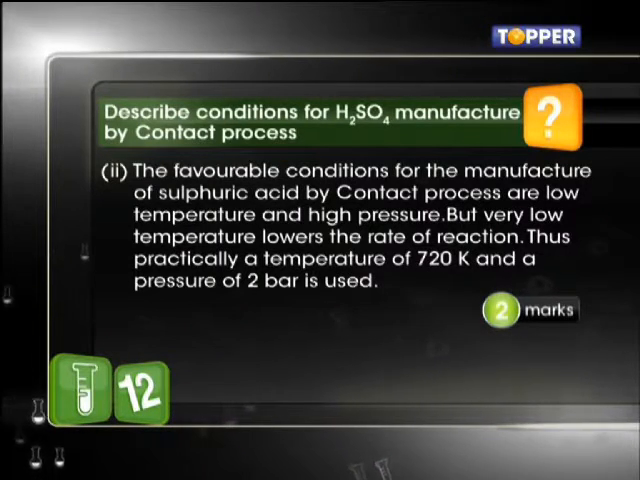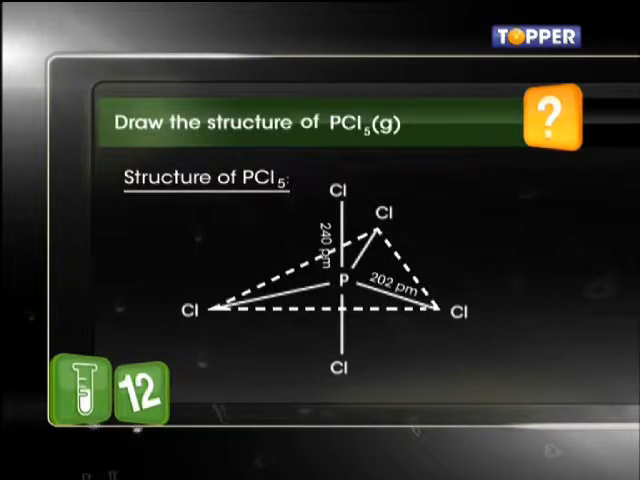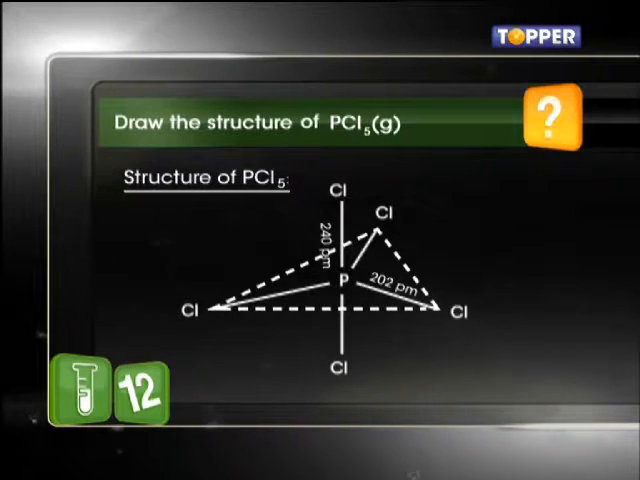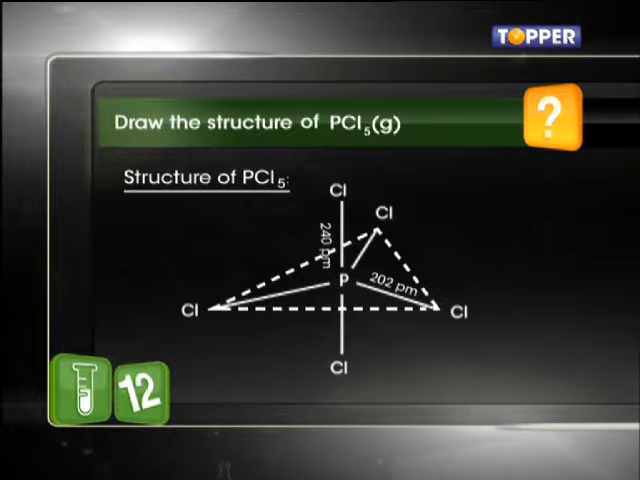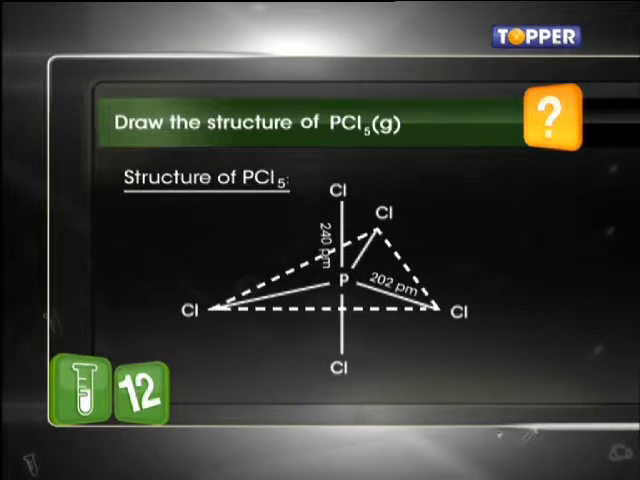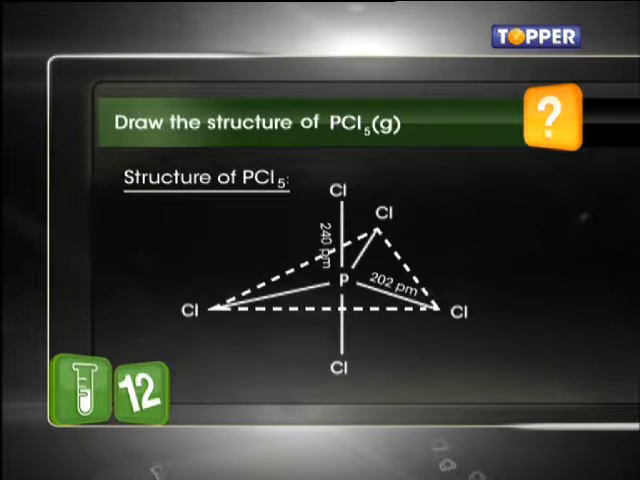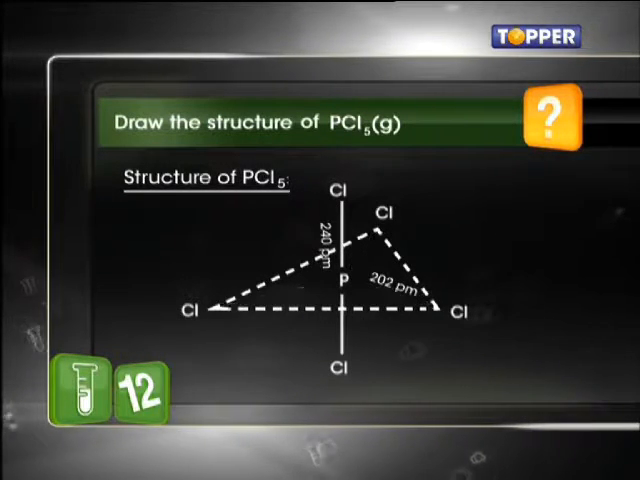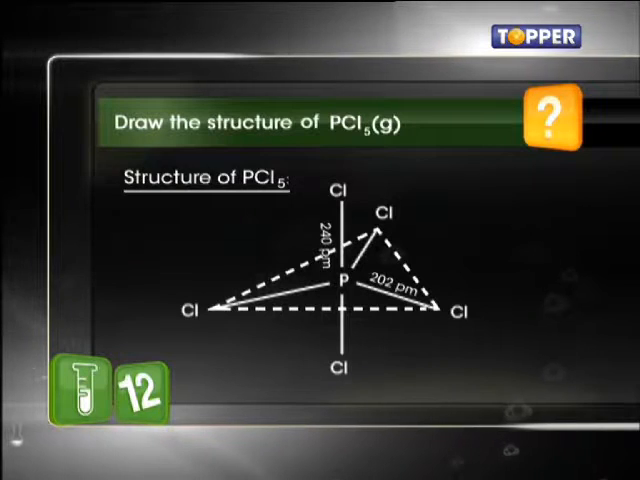Moving on to the structure of PCl5 gas, you shall mention that in gaseous and liquid phase, PCl5 has a trigonal bipyramidal structure. In PCl5, the 3 equatorial PCl bonds are equivalent while the 2 axial bonds are longer than equatorial bonds.